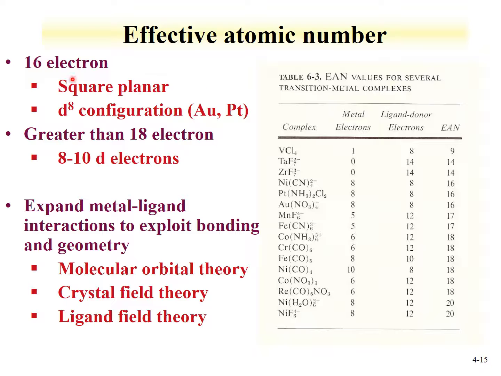Some geometries, such as square planar with 8 d electrons, have a 16 electron effective atomic number. As shown in this table, certain complexes, such as these nickel complexes, can have effective atomic numbers greater than 18. We can expand our models to describe metal-ligand interactions through some enhanced theories, which we're going to discuss in the upcoming pages.